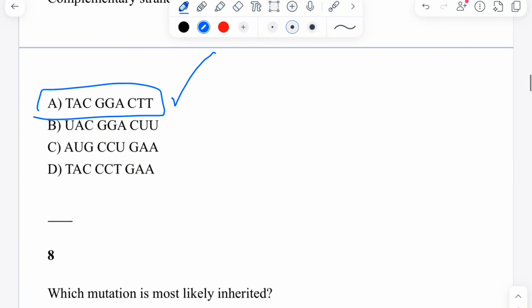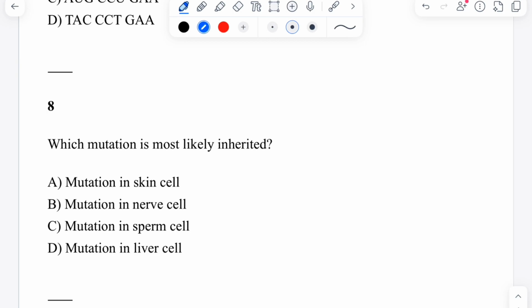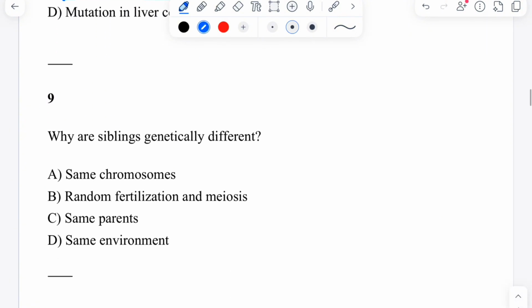Is it true? Yes. So, number 8. Which mutation is most likely inherited? Only mutation that occurs in a reproductive cell can be passed to offspring. Mutation in body cells usually affects only the individual. So a mutation in a sperm cell is most likely inherited.